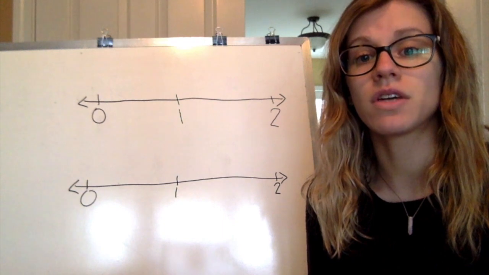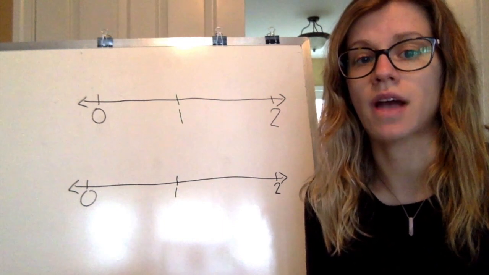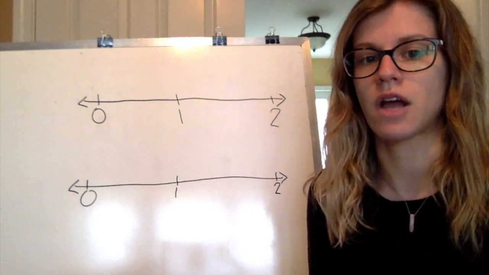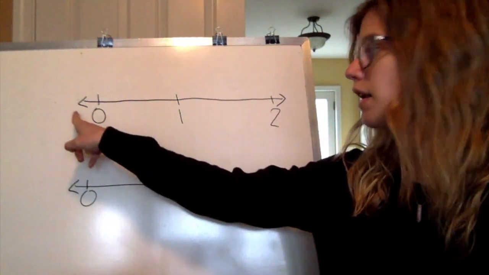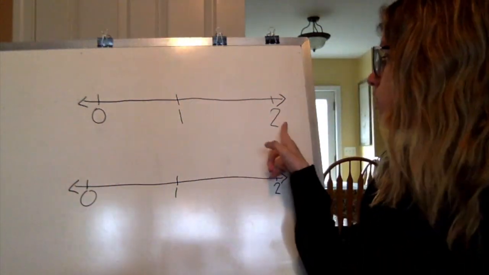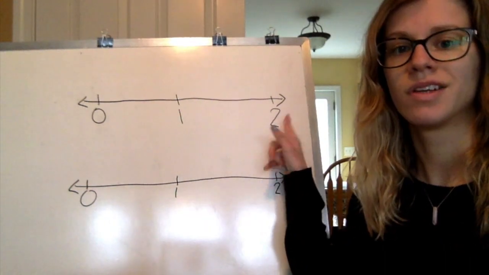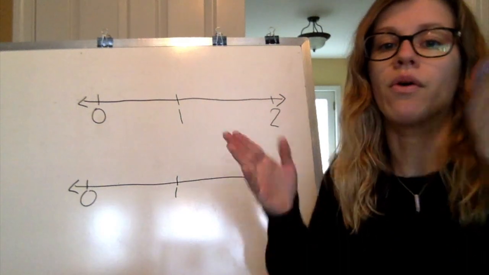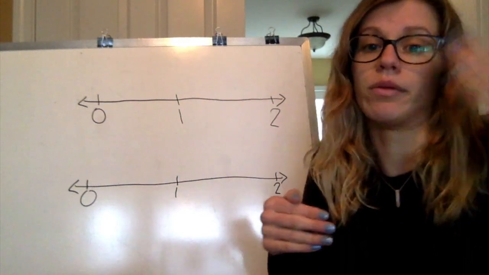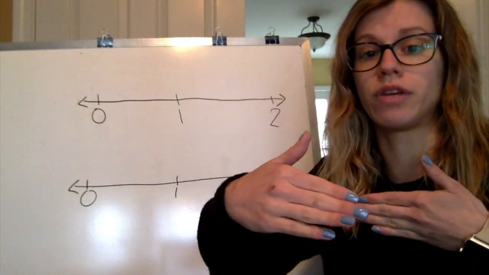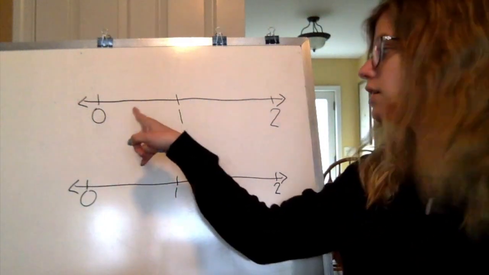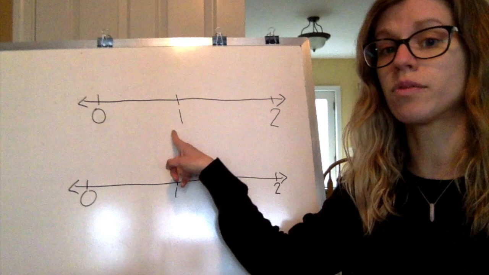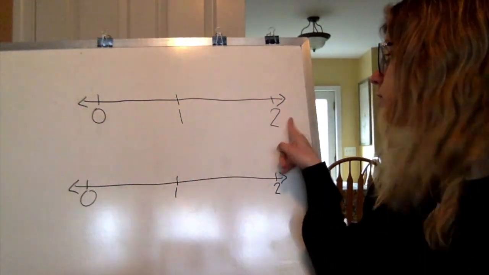So today we are going to continue our work with fractions, and today we're going to be starting to use a number line to represent our fractions. So here's a number line that goes from 0 to 2. So let's say they're city blocks. And a city block is a distance between one street to another street. So one block is from 0 to 1, and another block starts from 1 to 2.